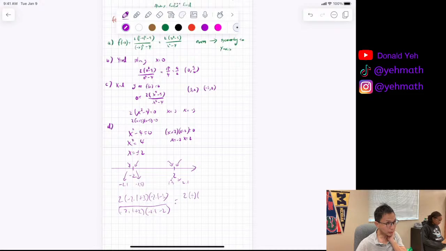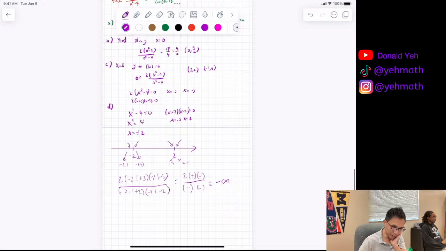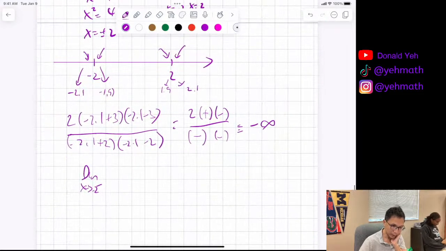What is the next sign? Negative. What's the sign on the bottom? Negative, because negative 2.1 plus 2 is negative. And then negative, right? How many negative signs are there? So what do you think the end sign is going to be? Negative infinity. So the limit as x approaches negative 2 from the left of f of x is going to negative infinity. Does that make sense?